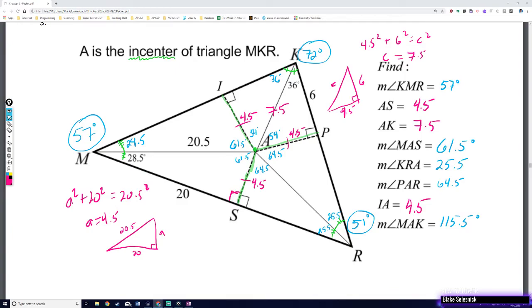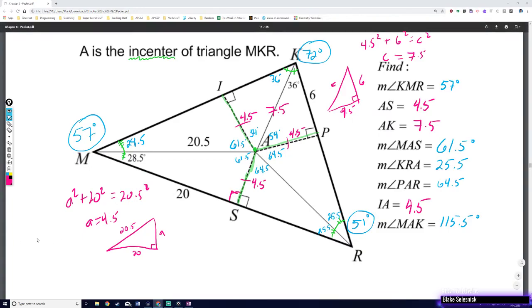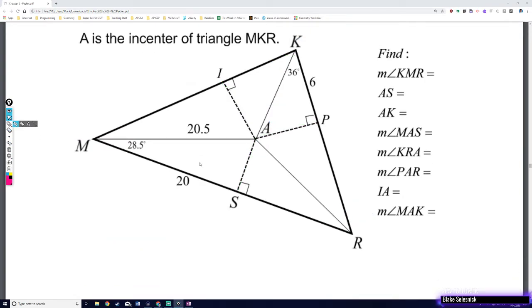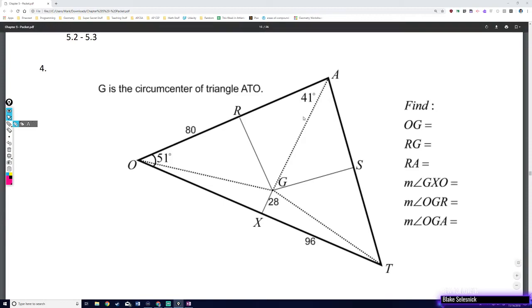No, perpendicular bisectors are not congruent. In perpendicular bisectors, the lines that go to the angles are congruent. But in angle bisectors, right, the lines that go to the sides are. It's sort of like a reversal. And I'll show you the next question. I think you'll see. So this is the circumcenter, okay?